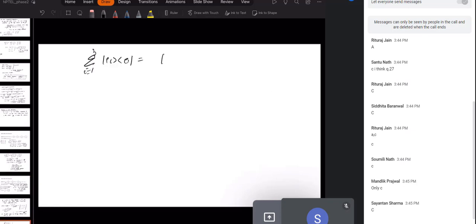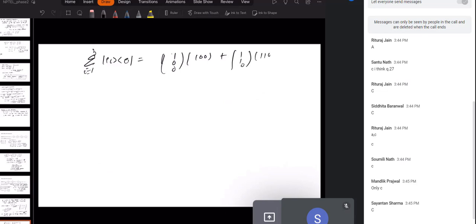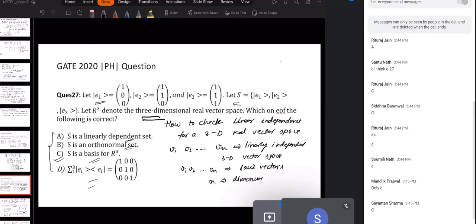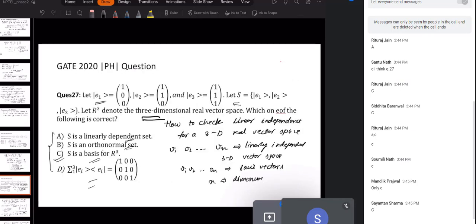So it will be (1,0,0) times its row, plus (1,1,0) times its row, plus (1,1,1) times its row. These all will give 3 cross 3 matrices, because each is a 3-row 1-column vector times a 1-row 3-column vector. When you add these 3 cross 3 matrices, you'll get something like a matrix with 1s, which is not equal to the identity matrix 1 0 0, 0 1 0, 0 0 1 which they have given in the option. So option D is also not correct. In this way, the only correct option is option C.